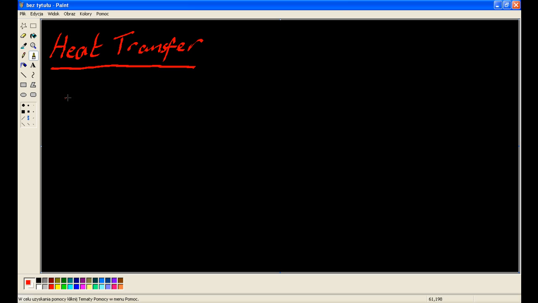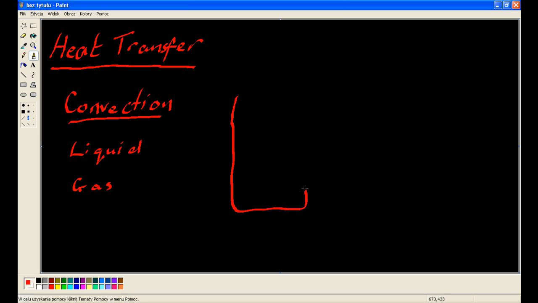Okay, now let's look at convection. If we have some molecules in a liquid or a gas form, the molecules are more free. So let's say we have a glass of water. There's the water, and there are many molecules of water in the glass.